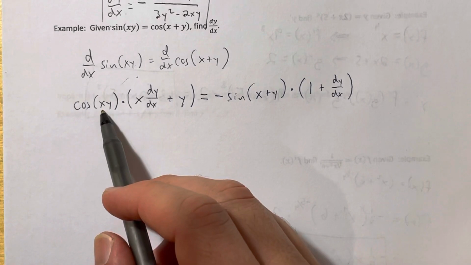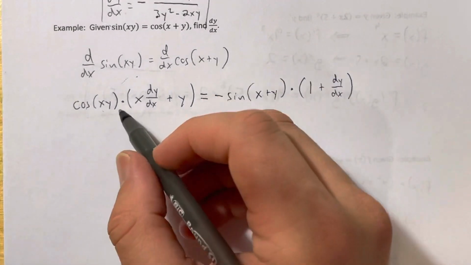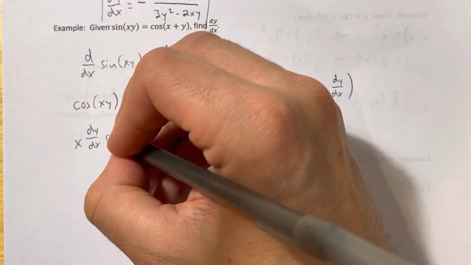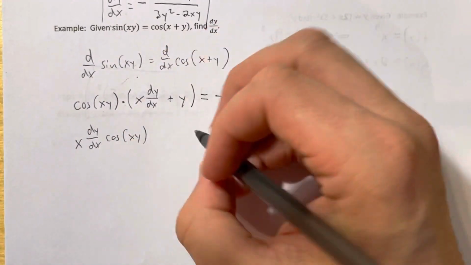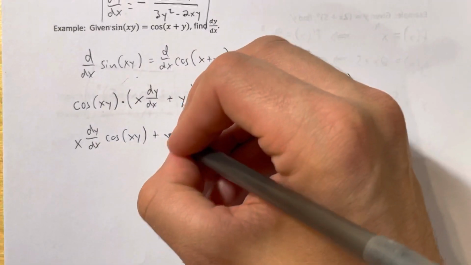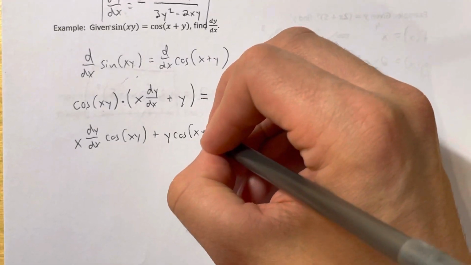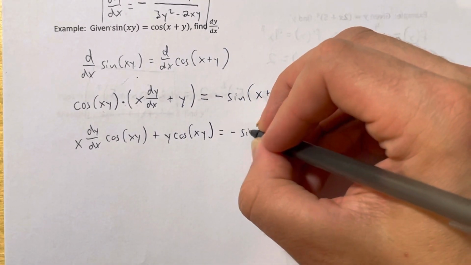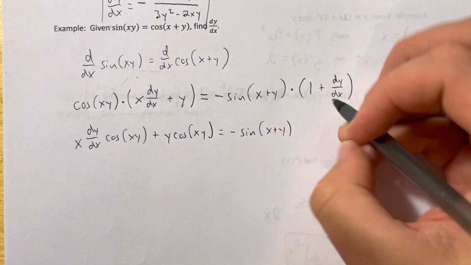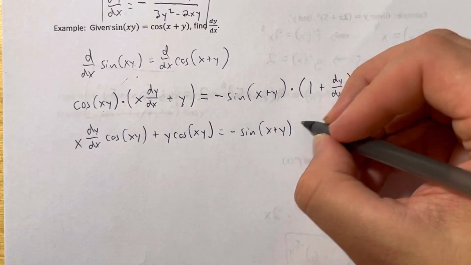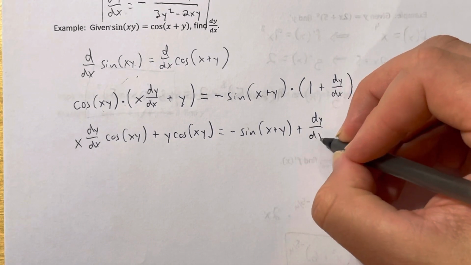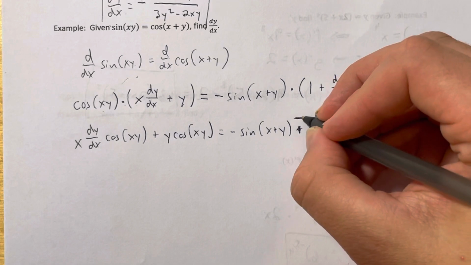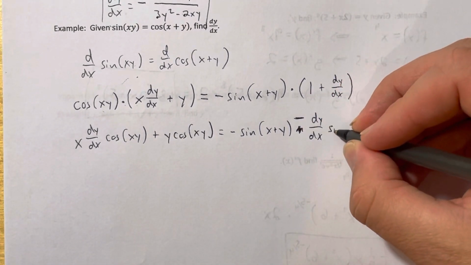I need to distribute these trig functions into both sets of parentheses here. So this guy first will give me x dy/dx cosine of xy plus y cosine of xy. Right-hand side, I'm going to get negative sine of x plus y times 1, so it's just this, plus dy/dx. Actually, sorry, let's make that negative since I'm multiplying a negative sine of x plus y in, times sine of x plus y.